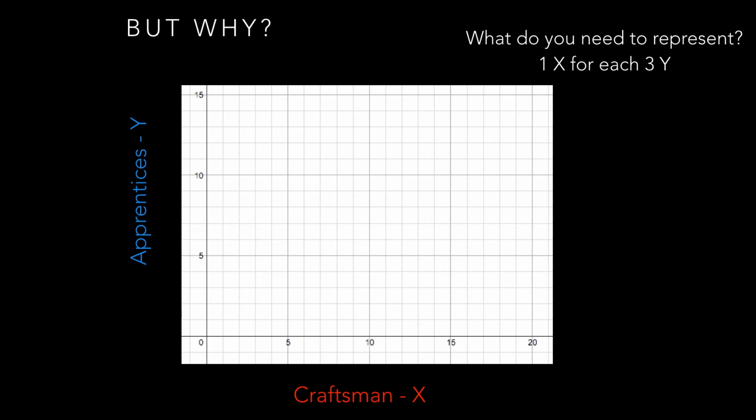So what do you need to represent? You need to put 1x craftsman for each 3y apprentices. So let's make that. One craftsman for each 3 apprentices, and then you have your line. It makes completely sense.